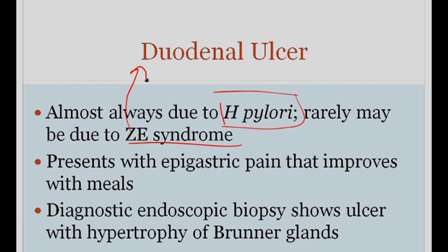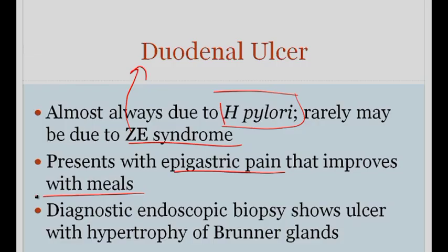Now, how is this going to present? Whether it be due to H. pylori or ZE syndrome, for example, it will present with epigastric pain that improves with meals. Now, when a patient takes a meal, the duodenum begins to prepare itself for the potential receiving of that acid bolus from the stomach, and so immediately the duodenum begins to increase its defenses and produce neutralizing substances that will protect it against the acid that's eventually coming from the stomach. Those protective mechanisms are also going to improve the pain, and that's why the pain improves with meals.